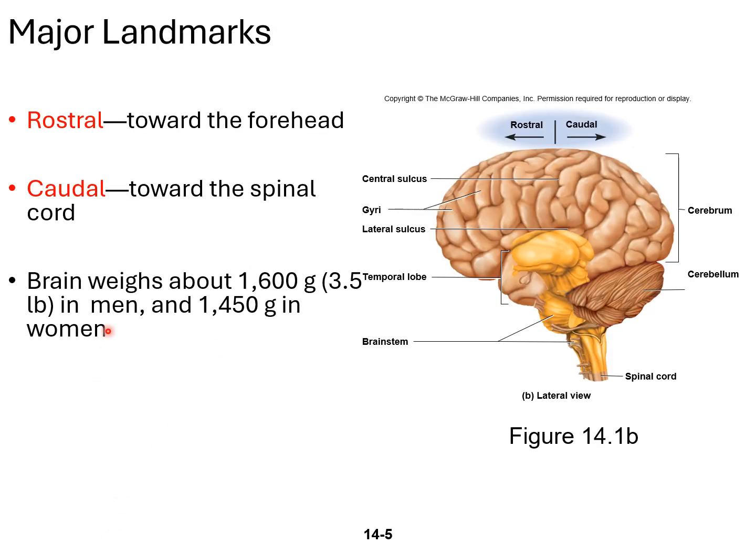So let's get started. Front, back. Rostral is towards the forehead, caudal toward the spinal cord. Caudal means tail, so spinal cord looks like a tail, rostral to the nose or forehead.